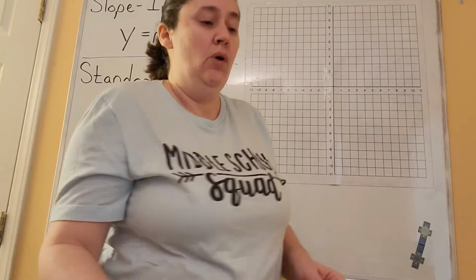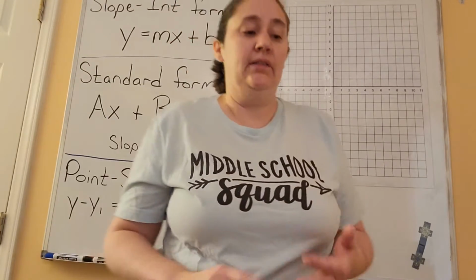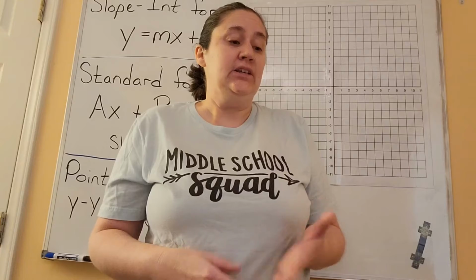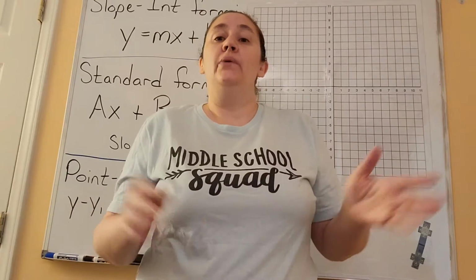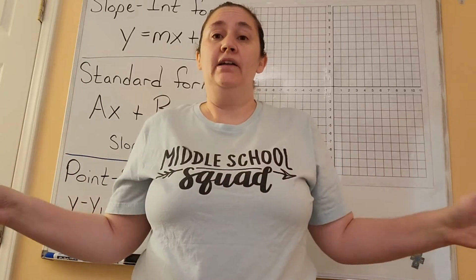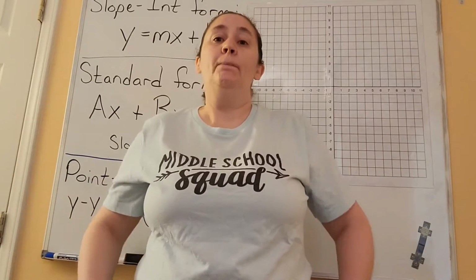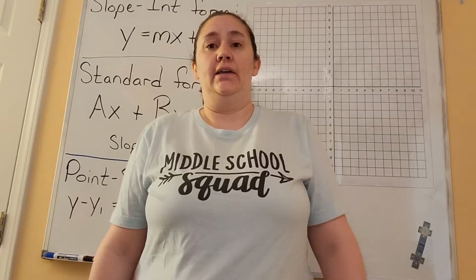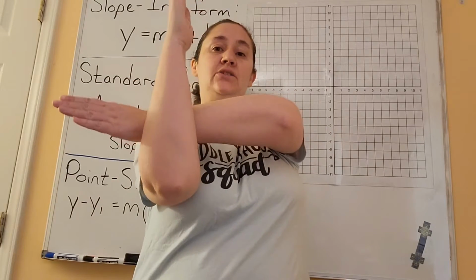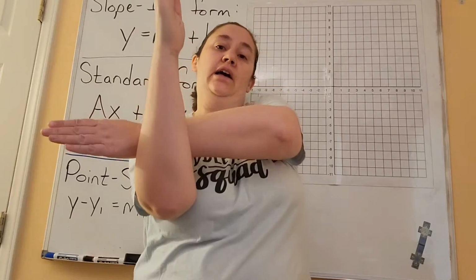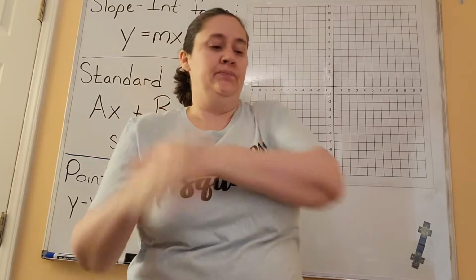Let's get into what perpendicular and parallel lines are. Perpendicular lines are lines that cross at a 90-degree angle. So everybody in the room, everybody right now, show me with your arms what perpendicular lines look like. That's right. They cross at 90-degree angles. So perpendicular lines look like this.